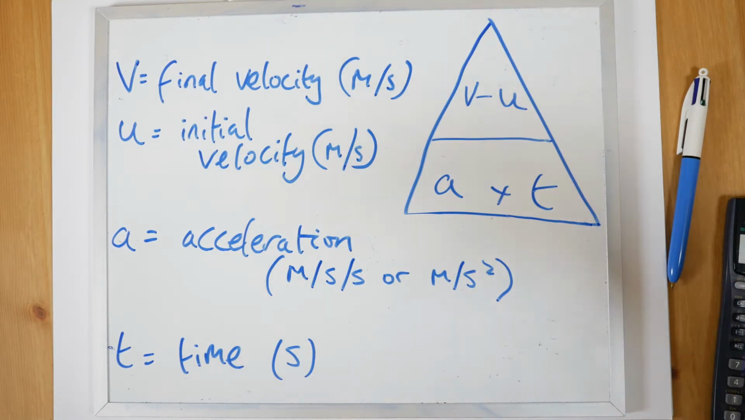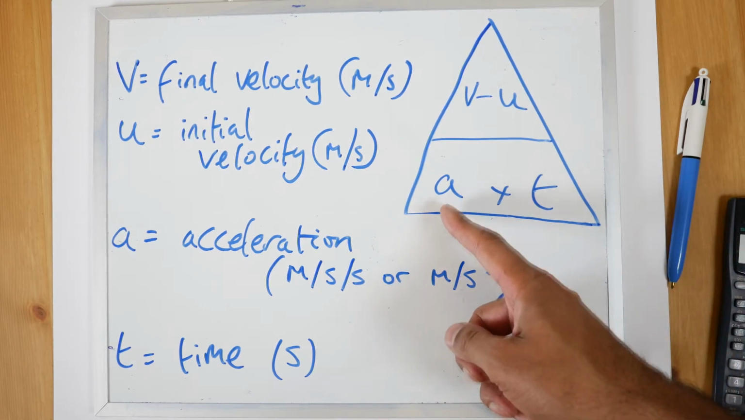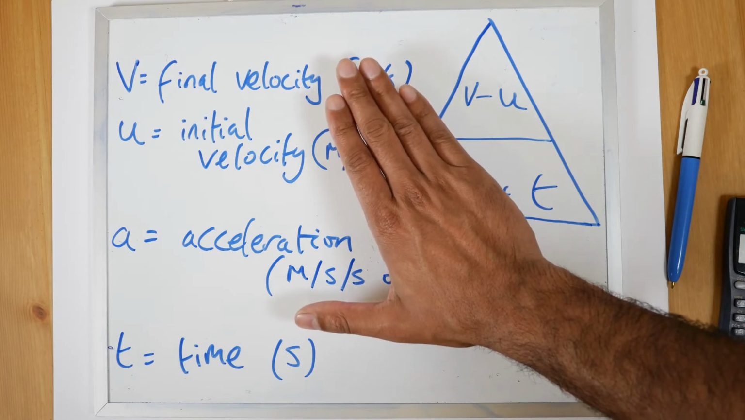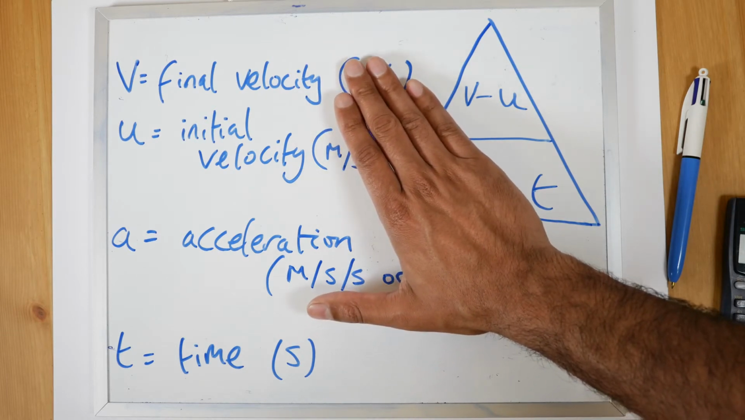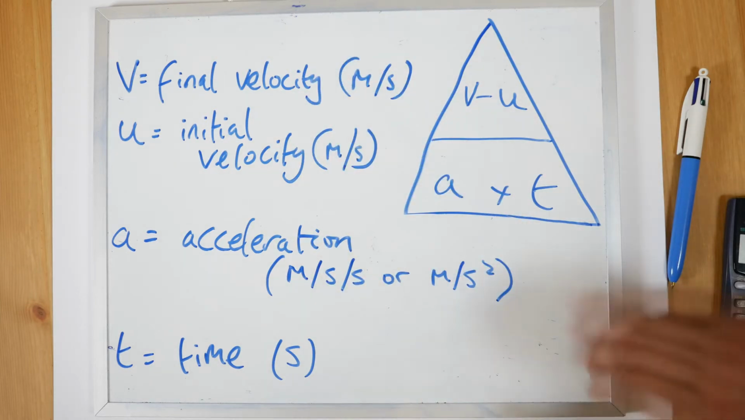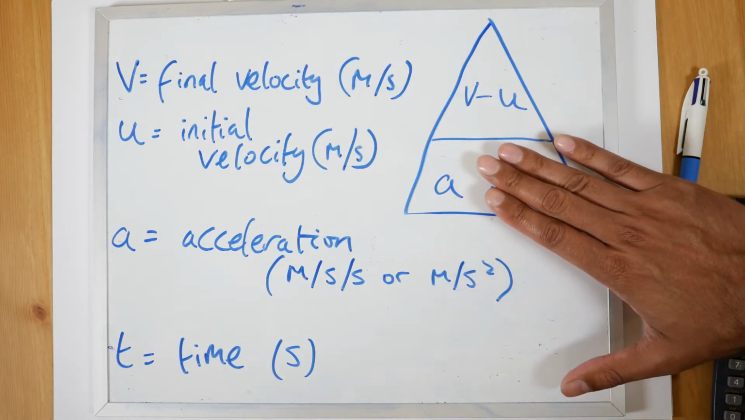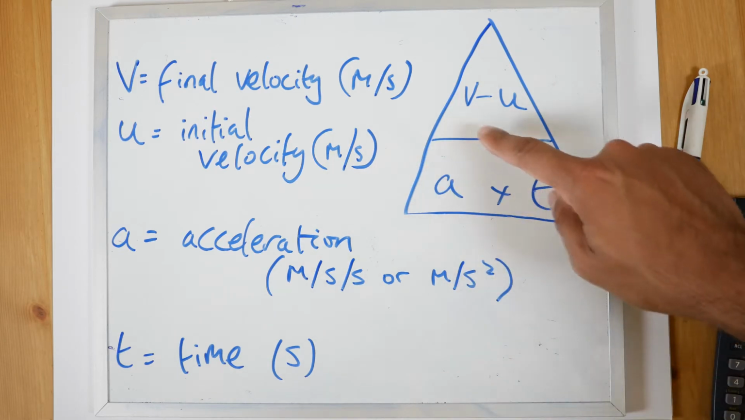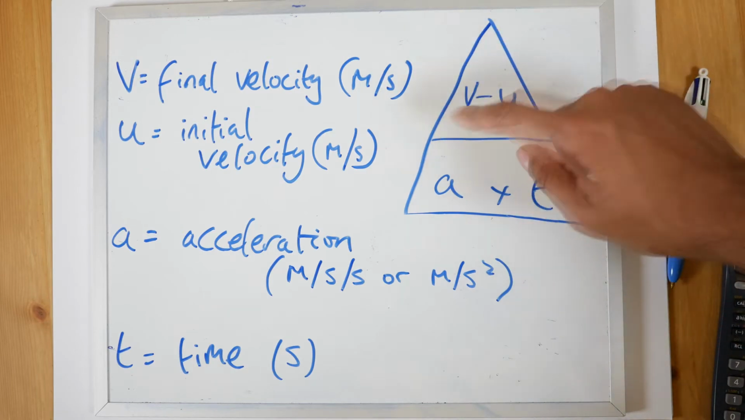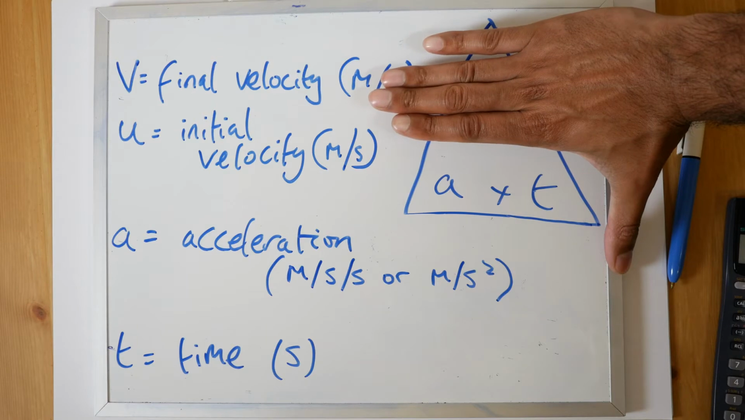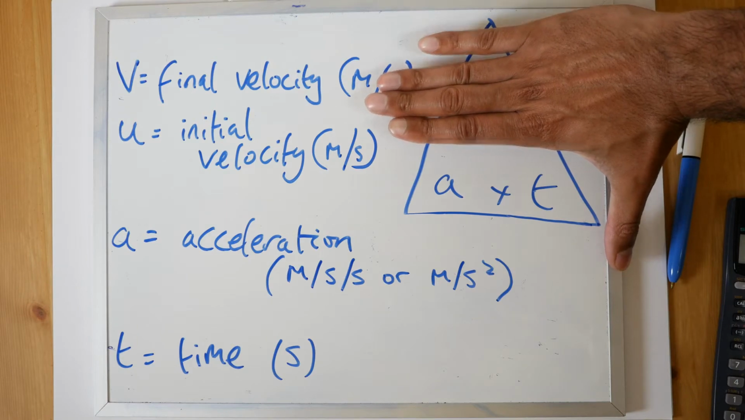So just to reiterate, the way we use these triangles, if I wanted to work out a, which is acceleration, I'd cover up a, and what I'd be left with is v minus u divided by t. If I wanted to work out t, I'd cover up the t, and I'd be left with v minus u divided by a. And if I wanted to work out the change in velocity, I would cover up the change in velocity, and I would be left with a times t.